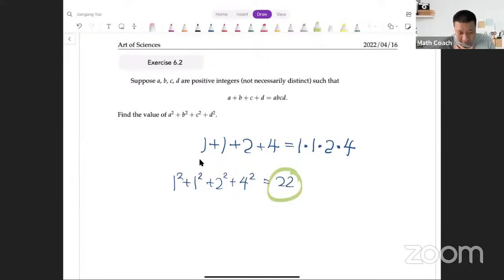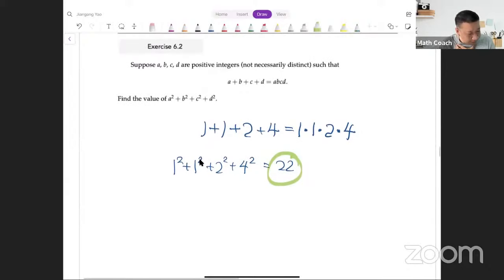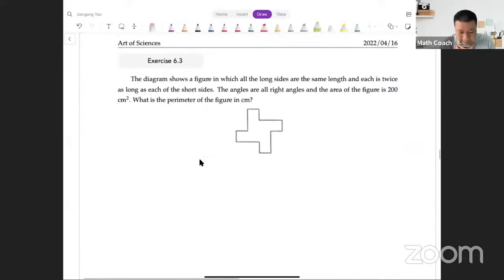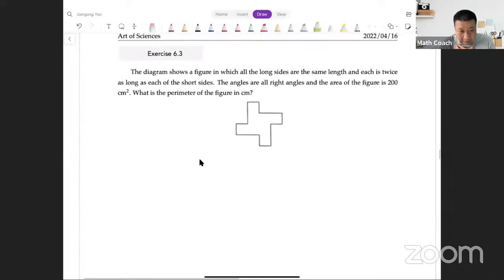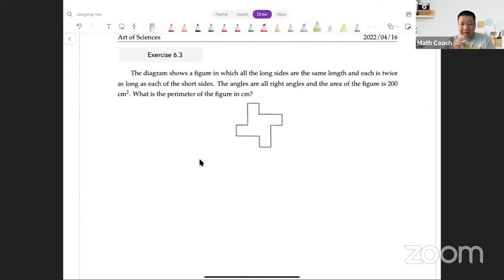And now let's move on to question 3. The diagram shows a figure in which all the long sides are the same length and each is twice as long as each of the short sides, and the angles are all right angles, and the area of the figure is 200 square centimeters. What's the perimeter of the figure in centimeters? 77, go ahead. Yes, 88 is the correct answer. So now it is 1 to 2.